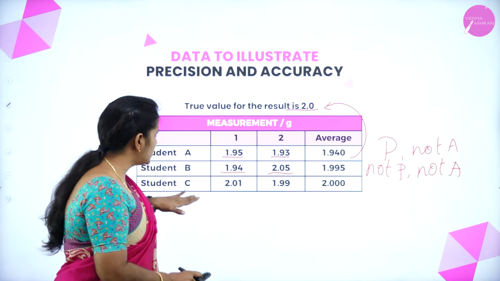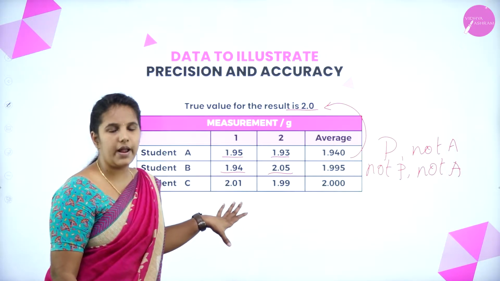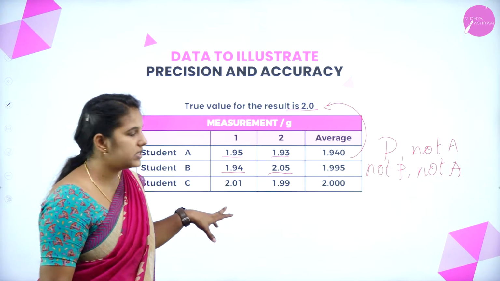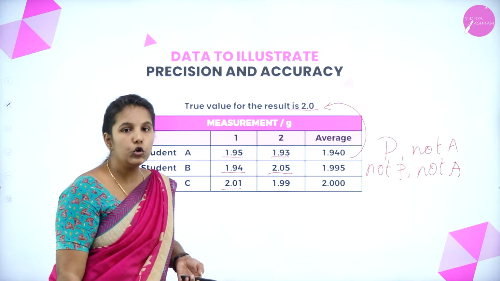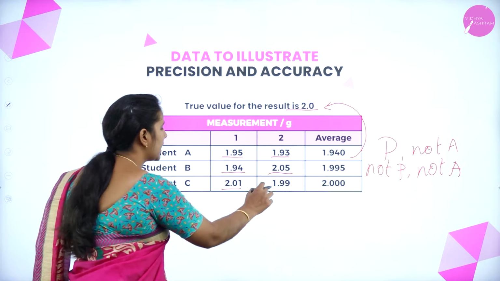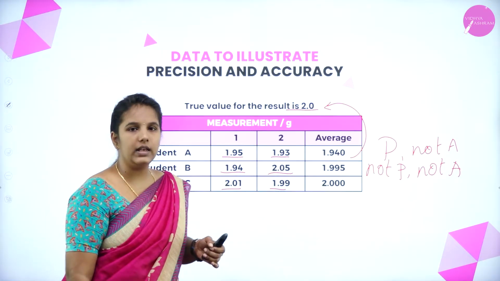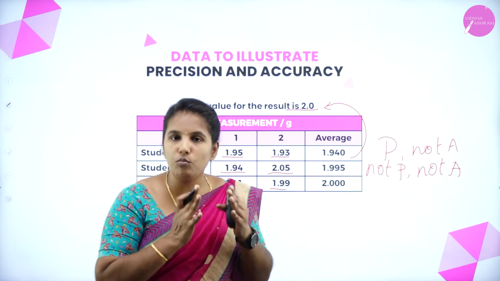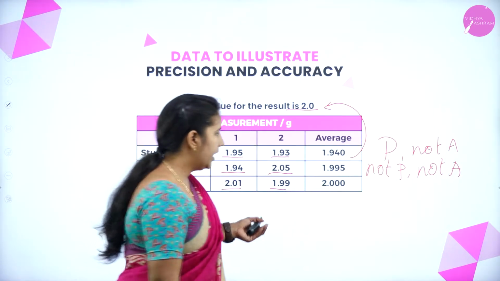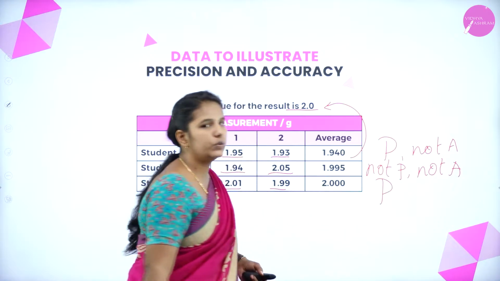Coming to student C, he did the same experiment and reported the results with 2 trials. The first trial is 2.01 and the second one is 1.99. If you see these results, the values are almost close to each other. Hence, we say it is a precise one.